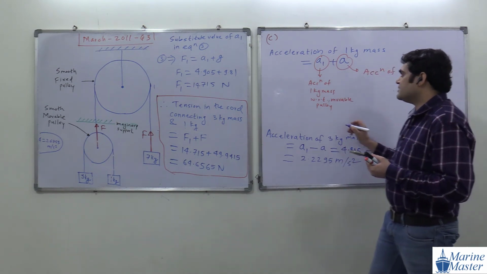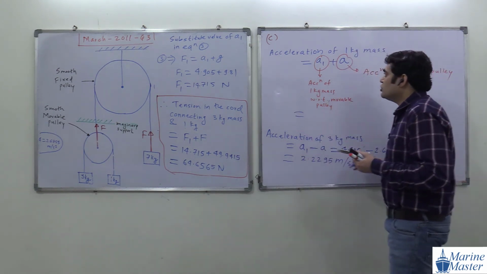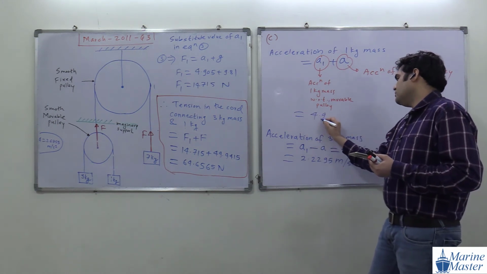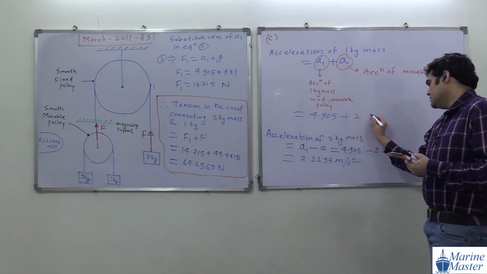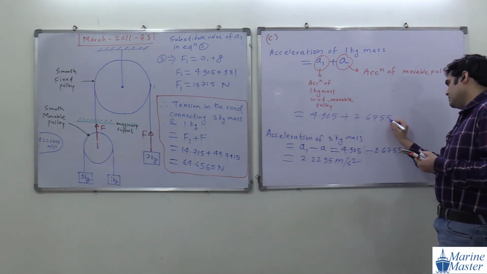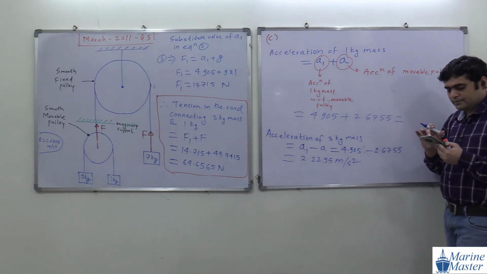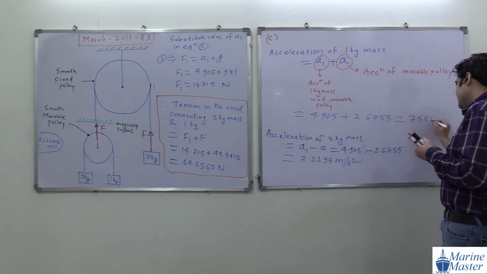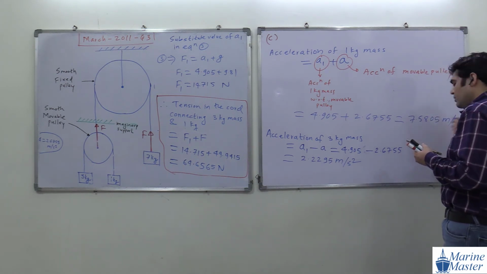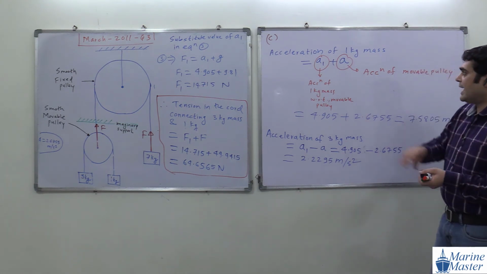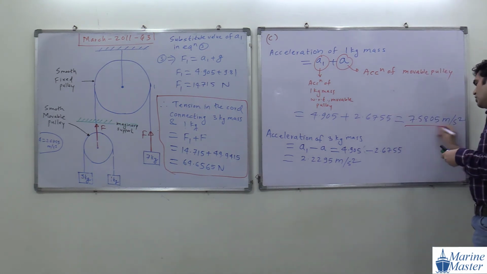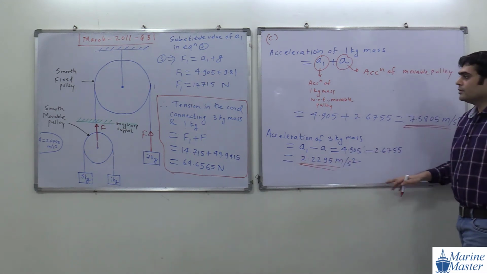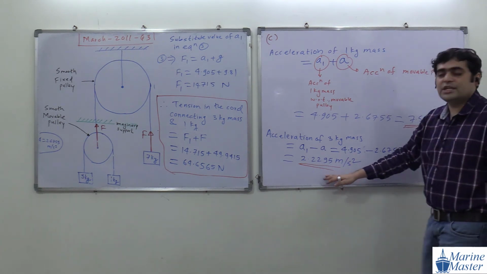And here what will we have, guys, for this scenario? The acceleration of A1 is how much, guys? 4.905 everyone plus 2.6755. Okay, please do the calculation. Okay, how much, guys? 7.5805 meter per second square. Okay guys, are you getting my point? So this is the acceleration of 1 kg mass. This is the acceleration of the 3 kg mass.